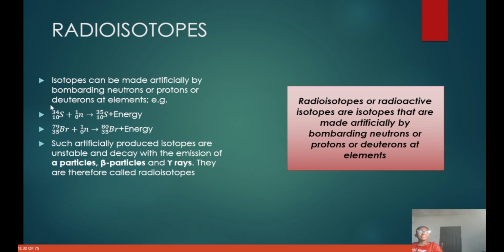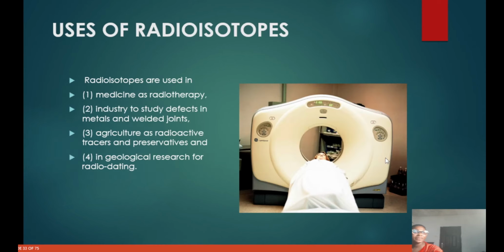That is, we are creating another isotope of an element by bombarding it with either the alpha or the beta rays. So radioisotopes, or radioactive isotopes, are isotopes that are made artificially by bombarding elements with neutrons or protons or deuterons.